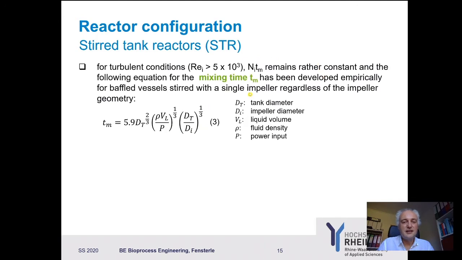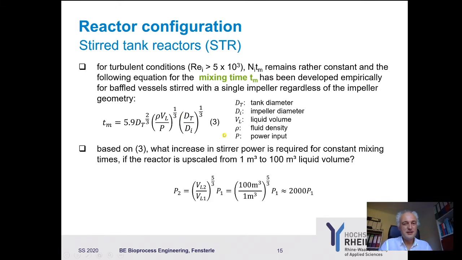You see that in the case of turbulent conditions, the normalized mixing time, in this parameter combining the stirrer speed and the mixing time, remains constant, and then you have this empirical equation. But the interesting point is what you have in this equation. We have in this function also the power. The point is, of course, that stirrer speed is related to the power input. The higher the power input, the higher is your stirrer speed, for example.